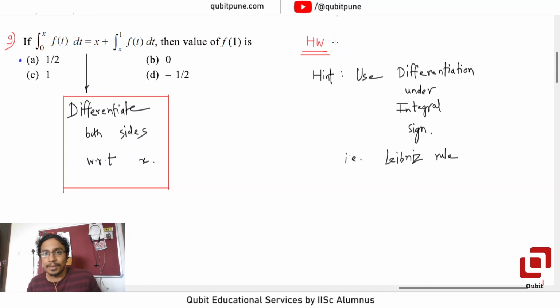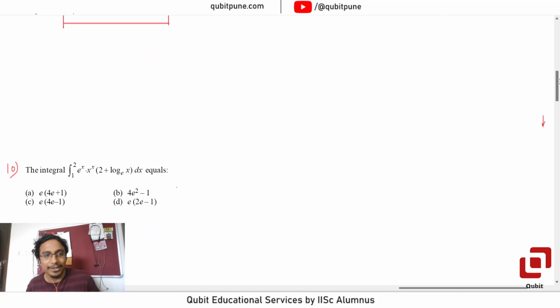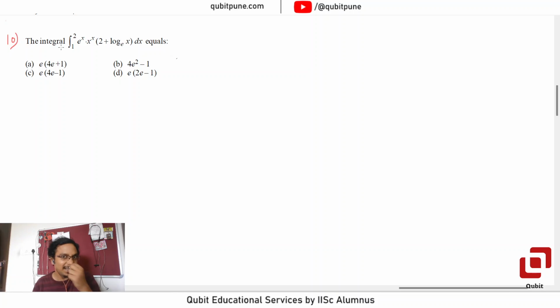Okay. Fine. Now I have one question which combines everything. Well, not this one, we will solve this first. There was a question in IISc Aptitude Test 2024 similar to this. The integral 1 to 2 e raised to x into x raised to x into 2 plus ln x dx equals: e into 4e plus 1, 4e squared minus 1, e into 4e minus 1, e into 2e minus 1.